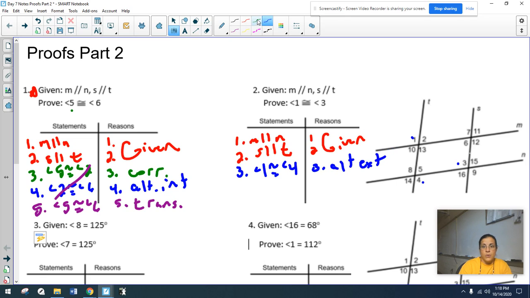Okay. Working my way to get to 3. So I can do 4 and 3 together. So now 4 and 3 are congruent. The reason why 4 and 3 are congruent is they are alternate interiors. So they're both inside of T and S. 4 is on the bottom, 3 is on the top. Okay, that's it.